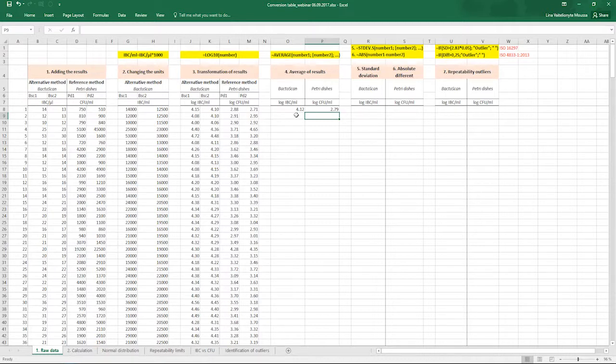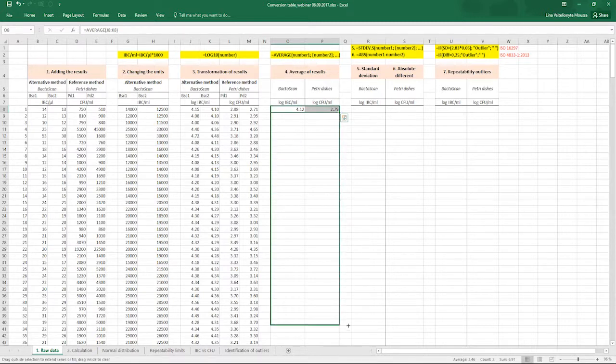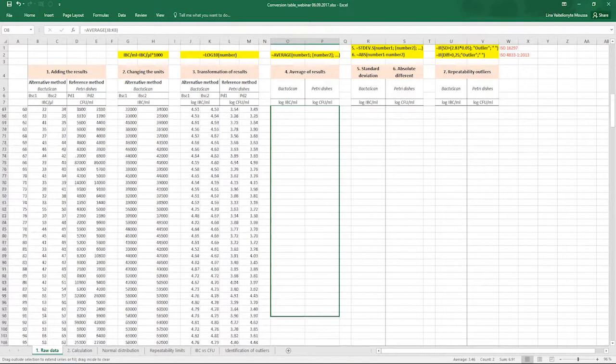Now you have mean values from both BactoScan and Petri dishes for the first sample. To repeat the same for the rest of the samples, mark the cells and drag it down.